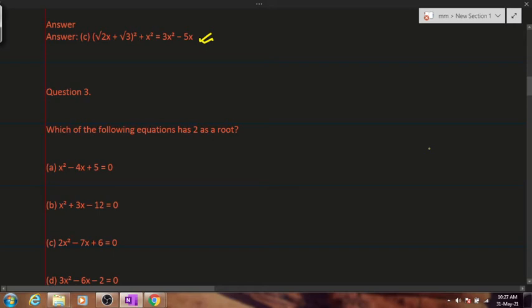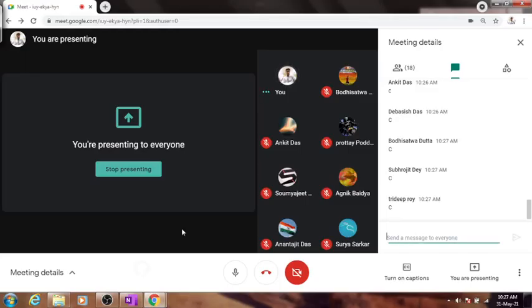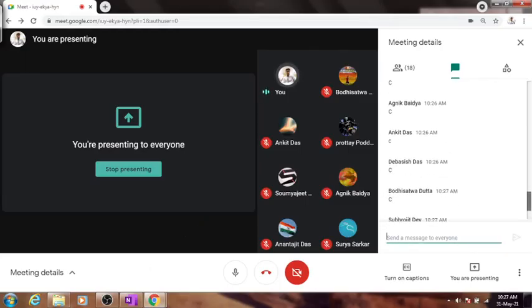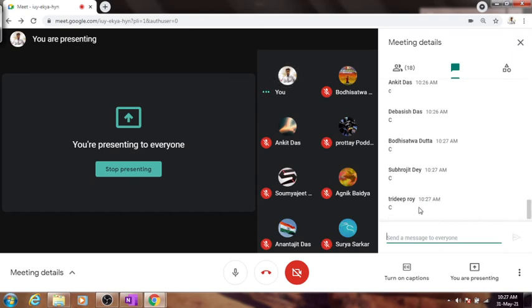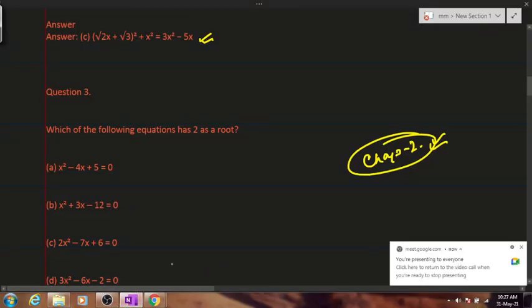Ten more seconds for people who are still trying. This is a far easier numerical. We have done this sort of numericals in chapter 2, polynomials. If you have done this chapter properly, I don't think you'll have a big deal of issues out here. So I believe majority of you have answered. People who are not answering is a very bad thing.